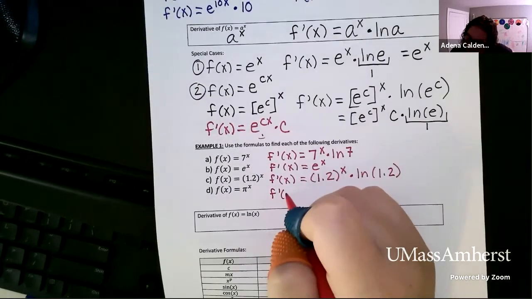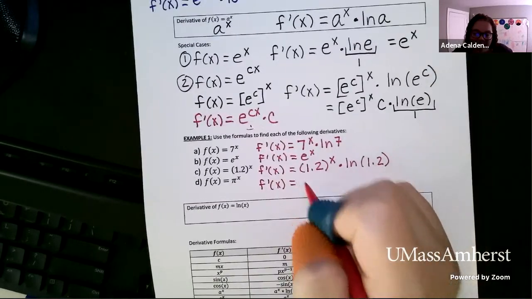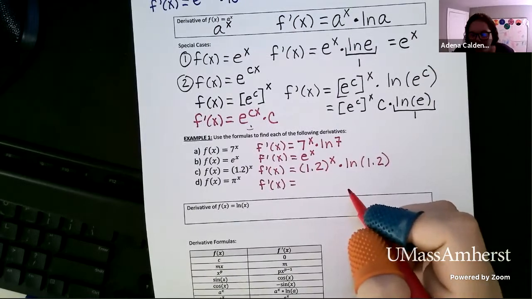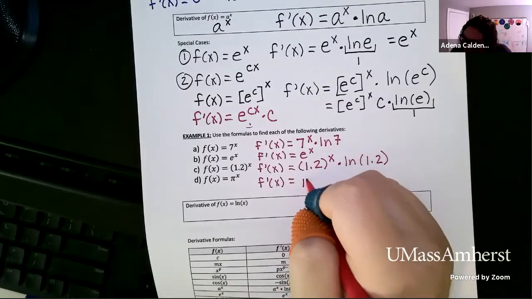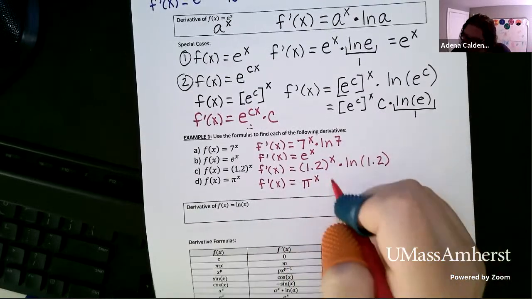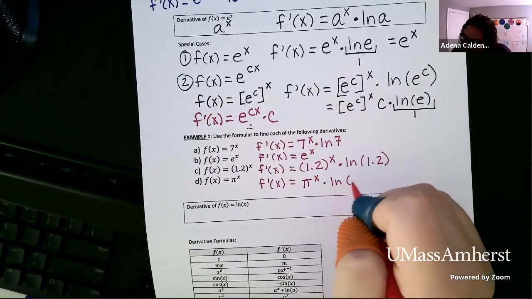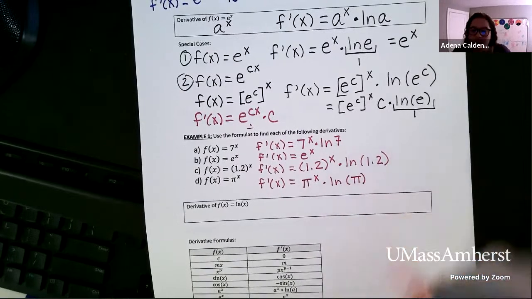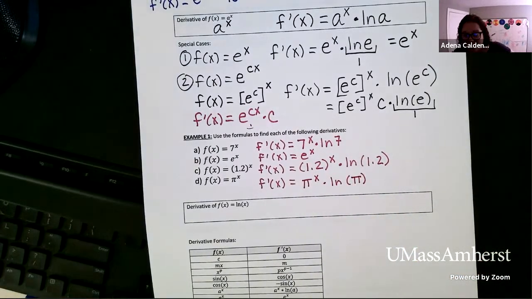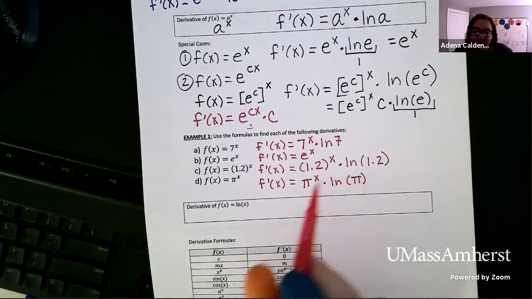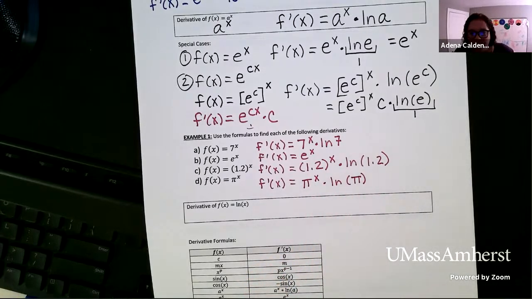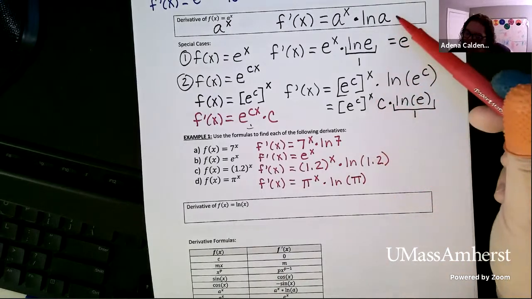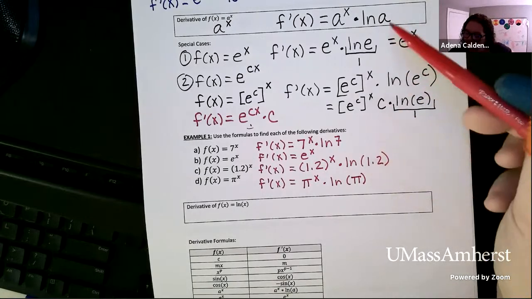Finally, this one looks a little goofy. I have pi to the x. So again, pi is just a number. So pi to the x is an exponential function. So I get the same thing back, pi to the x, times the natural log of the base. So I have the natural log of pi. Now again, the natural log of pi is just a number. We leave it as the natural log and we don't turn these into decimals unless there's some instruction to do so. So that's just getting comfortable applying this rule here.